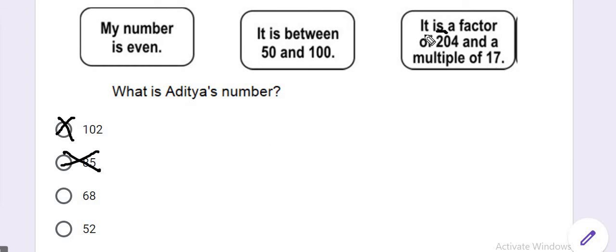So there is difficulty in finding factors of 204, but it is easy to find the multiple of 17, which is 68. As 52 is not a multiple of 17, the only option is 68. So C is the correct option.